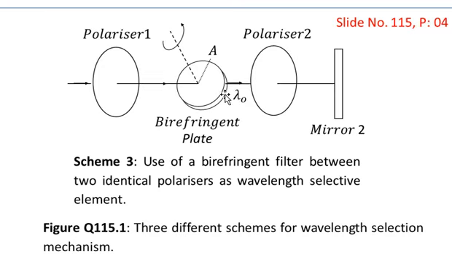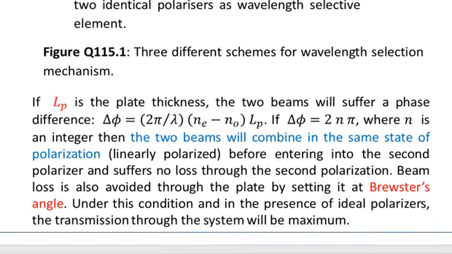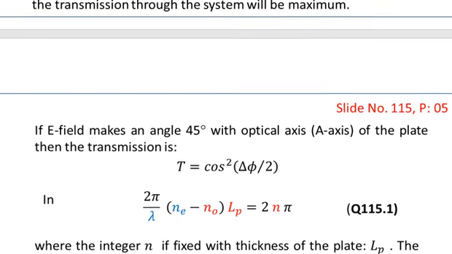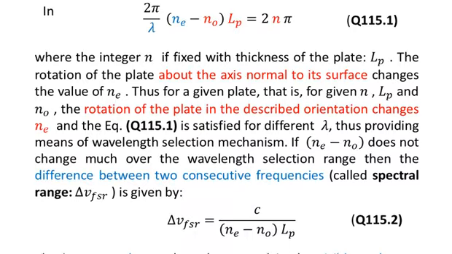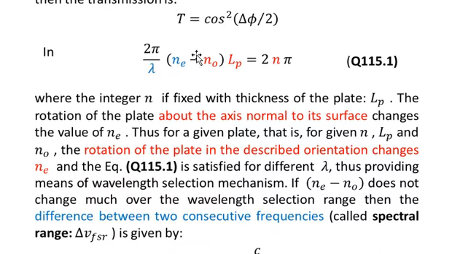If you rotate this birefringent plate, you rotate the optical axis of the birefringent plate, which means that you change the value of the refractive index Ne. So you see that in equation number 1, by rotating the optical axis of the birefringent plate, you change the value of Ne. And you know that in order to satisfy this equation, lambda has to be changed.